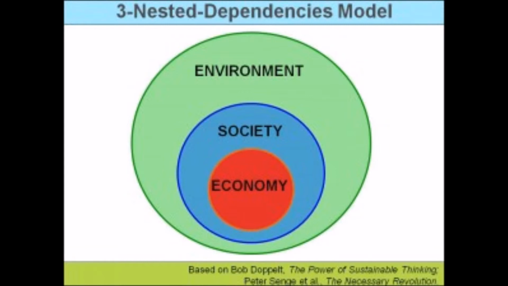The three nested dependencies model shows that human society and the economy are products from the environment, which is the largest circle, and without the natural resources that it brings, nothing else would be developed. The second question in this video is, how do I practice sustainability in my own life? And how might I apply the concepts of sustainability into my maintenance of work and life balance in social services?